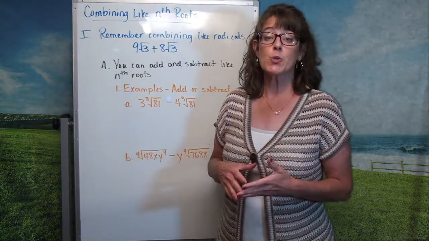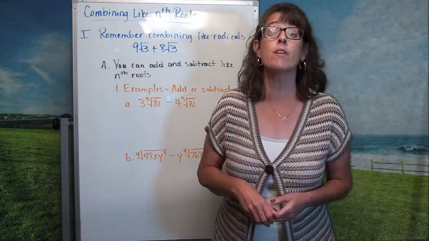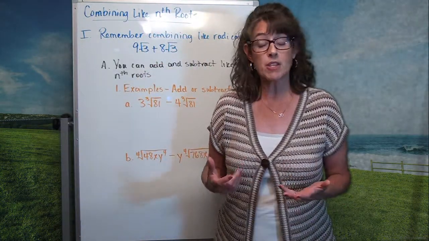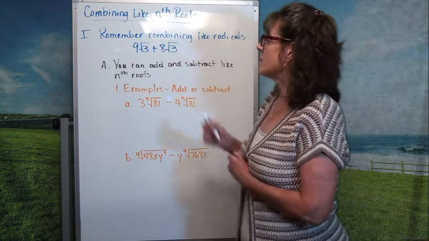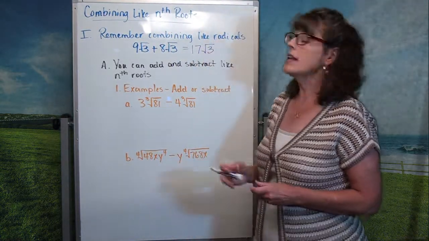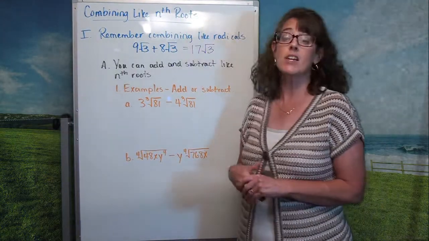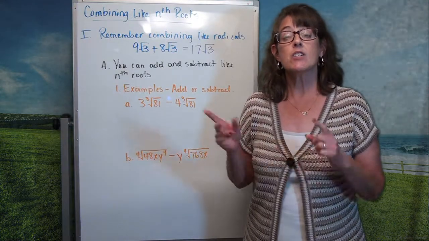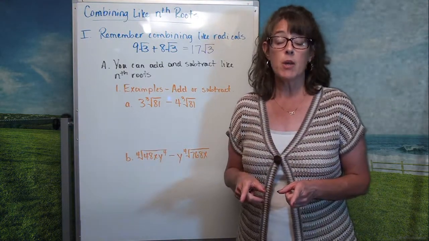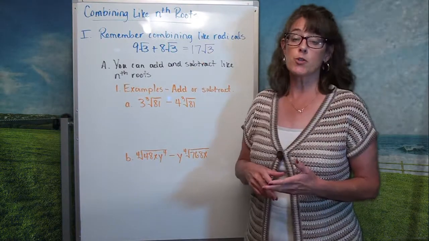So now if we have 9 of these square roots of 3 and we're adding 8 more of these square roots of 3, how many of these square roots of 3 do we have? Well, we have 17 of these square roots of 3, and it's going to sit beside each other indicating multiplication. So as long as the radicals are the same, we're going to retain what's making them alike, the radical, and we're going to work those coefficients.